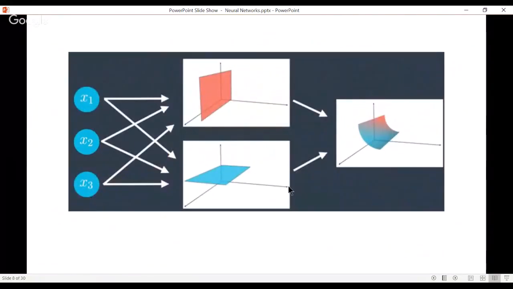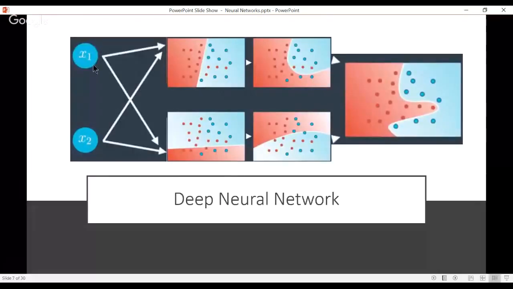If you have three-dimensional data, this is a representation of examples with three variables. Their first linear combination will be a plane in the 3D space, and then this is a more complicated linear combination.